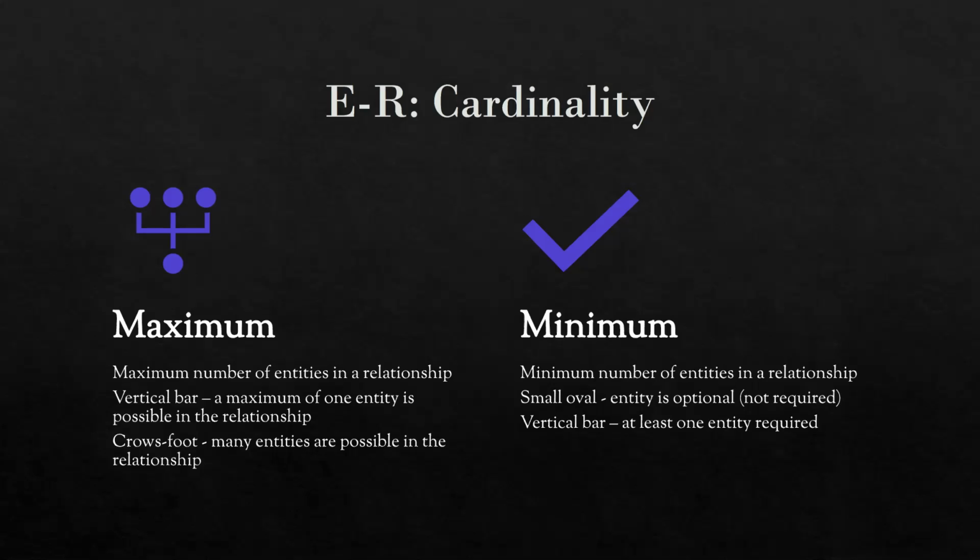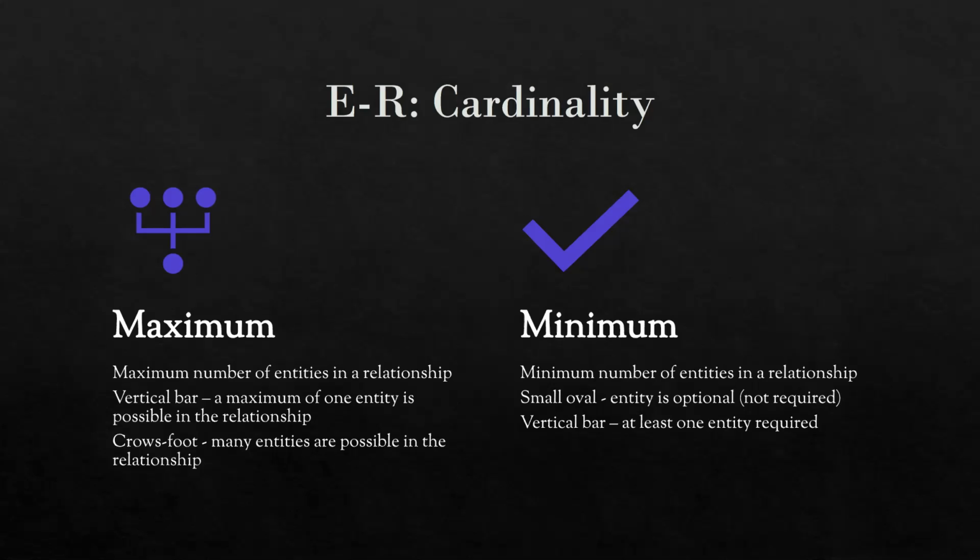Maximum cardinality is the maximum number of entities in a relationship. We symbolize this with what's called a vertical bar, and we do that if there's a maximum of one entity in a relationship. If there are multiple entities, we use what's called a crow's foot. I'll show you an example of that in a few minutes.